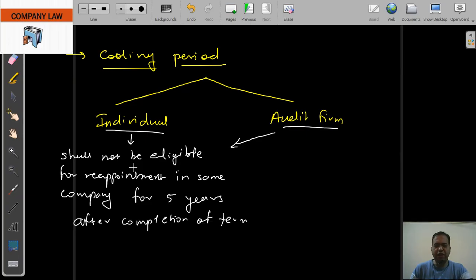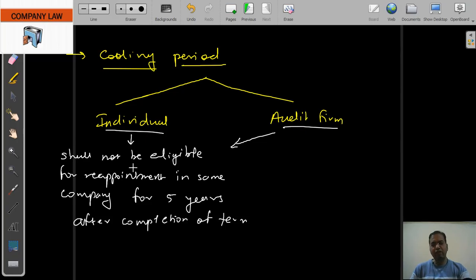Further, there is one requirement that as on the date of the appointment, no audit firm having a common partner or partners with the other audit firm whose tenure has expired in the company immediately preceding the financial year shall be reappointed as the audit firm of the same company for a period of 5 years. So companies, even the partner audit firms, will have to ensure that whoever is the partner.